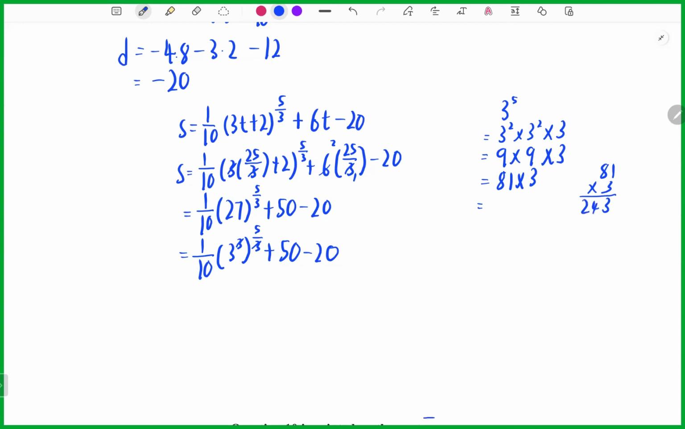Okay, 243. So 1 over 10 here is 243 plus 30. So you will get 24.3 plus 13, so we're equal to 54.3 Newton. Okay, so we already done for this page.